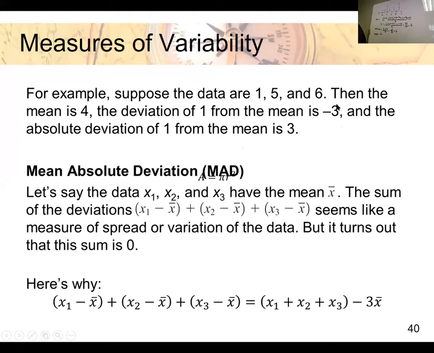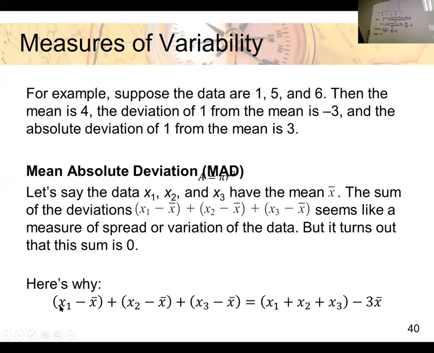Let's say the data X1, X2, and X3 do have a mean called X bar. If we were to take the sum of their deviations like this, X1 minus X bar, and then X2 minus X bar, and then X3 minus X bar, and add them together, that would seem like a measure of spread or variation of data. But if you add each of those individual deviations together, you can get a sum of 0. And this is the reason why.